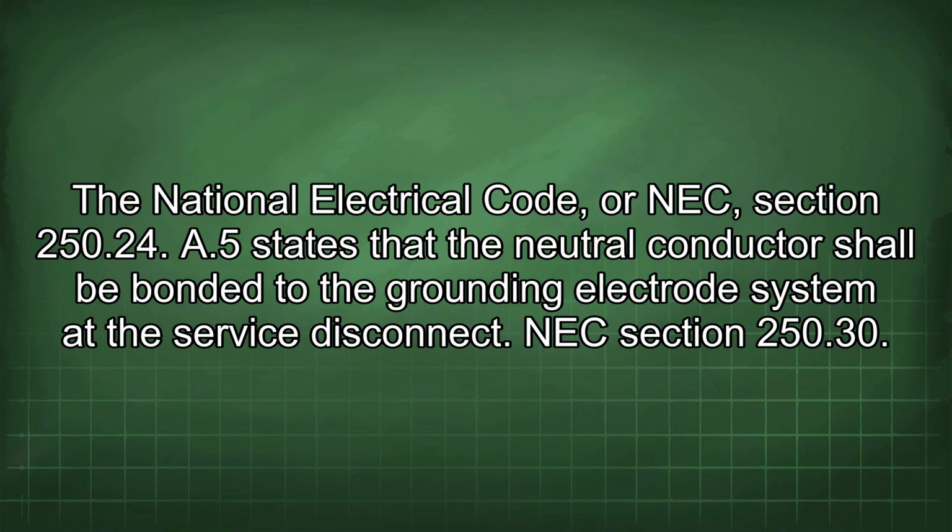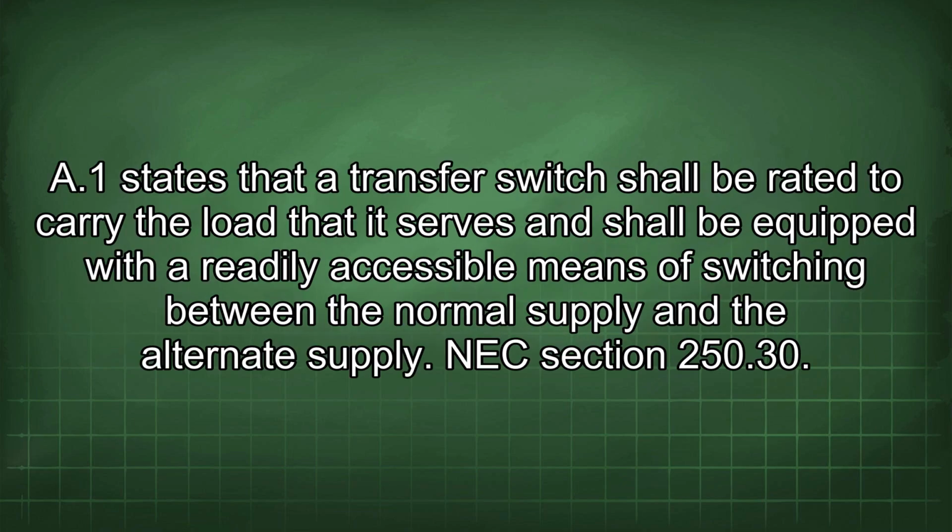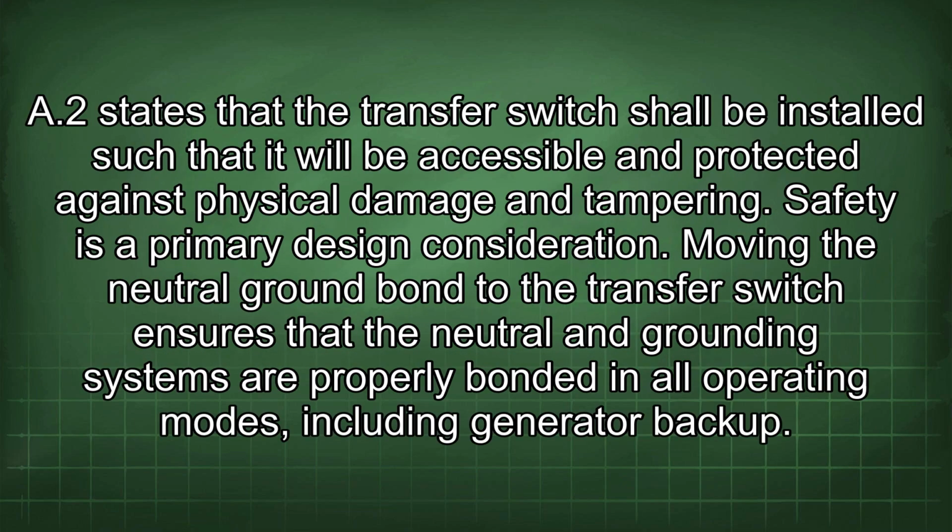The National Electrical Code, or NEC, section 250.24(A)(5) states that the neutral conductor shall be bonded to the grounding electrode system at the service disconnect. NEC section 250.30(A)(1) states that a transfer switch shall be rated to carry the load that it serves and shall be equipped with a readily accessible means of switching between the normal supply and the alternate supply. NEC section 250.30(A)(2) states that the transfer switch shall be installed such that it will be accessible and protected against physical damage and tampering.